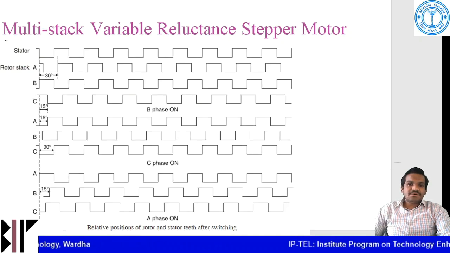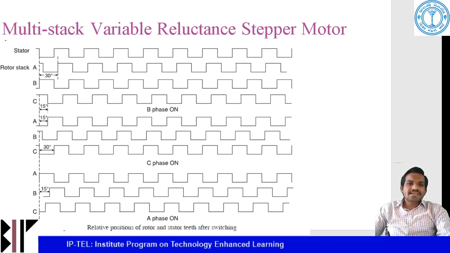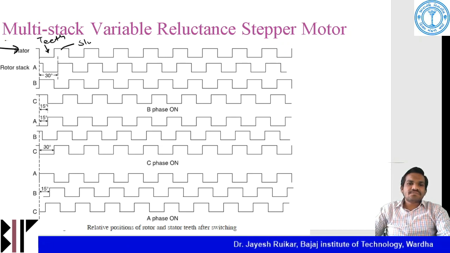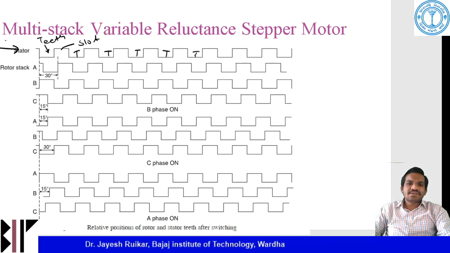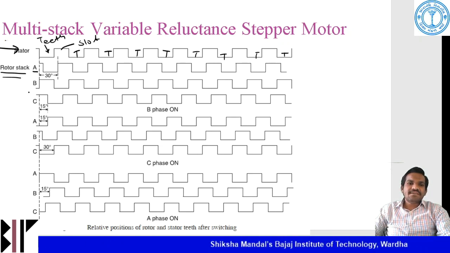This is the relative position of the rotor and the stator which I have shown here. Initially, this is your stator teeth. You can consider this a tooth of the stator, and this is a slot of the stator. Then again this is a tooth. These are the teeth of the rotor. Now we have a winding. A stator stack is given with A phase, B phase and C phase. So three phases are there.